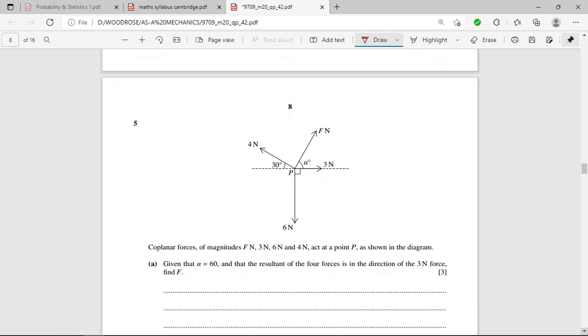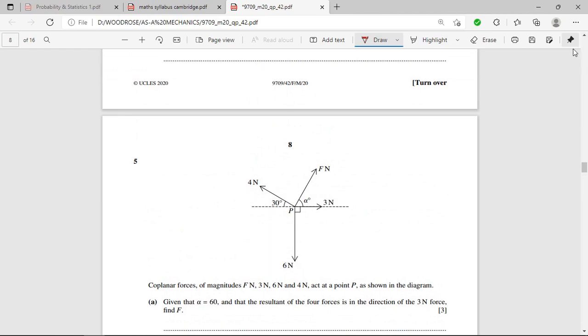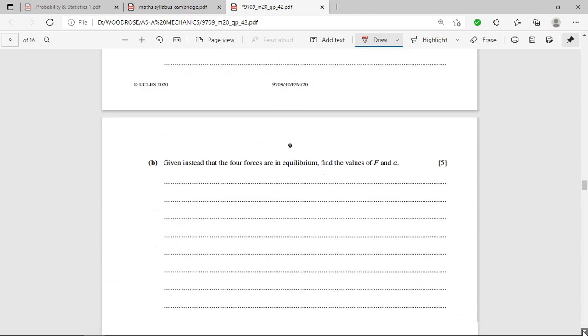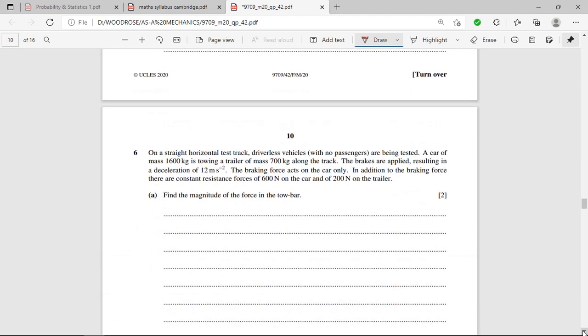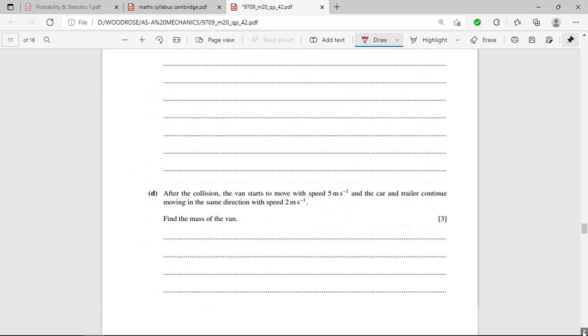But this number 5, I want you all to attempt this because these are resolving of forces. You know how to resolve forces. So number 5, I'm not going to discuss anything with you. Please attempt number 5 without fail. Then number 6, we are going to discuss in the class. I'm just going to give you the hints there.